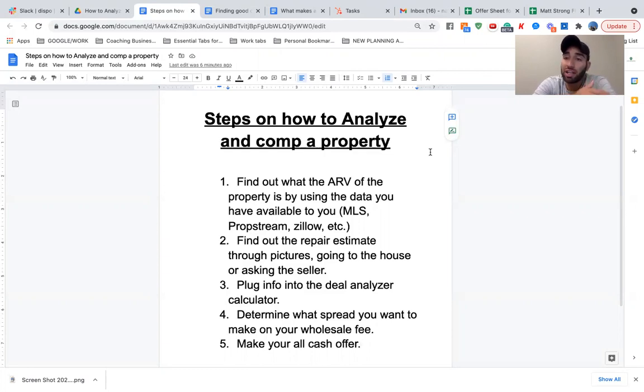Next, you're going to want to plug the ARV and the repairs needed into the deal analyzer calculator that you've been provided. I'll be doing a video next that shows how to analyze some real life deals so you can see how it works. Once you've plugged all that information into the calculator, you want to determine what your wholesale fee is, how much you're trying to make. Are you trying to make 100K on this deal? Or are you trying to make 5?